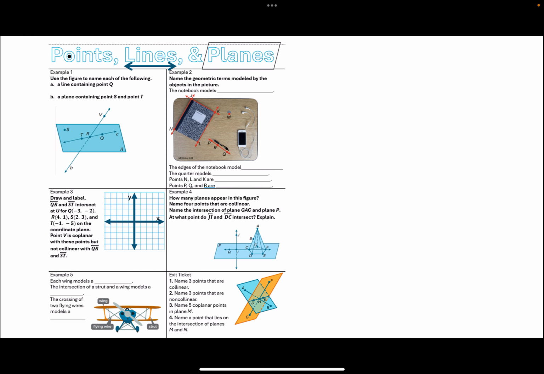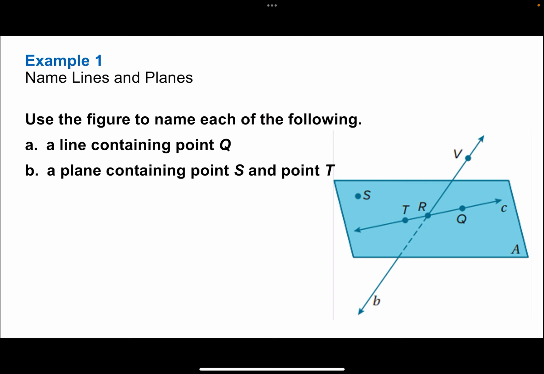All right, so then we're going to find our other notes sheet. The other notes sheet has points, lines, and planes with some examples on it. We're going to talk about those. So example 1 says, hey, I need to know if you can tell me which line contains point Q. So we go identify point Q, and we say, ooh, there's a line that contains it. It intersects that line. What line is that?